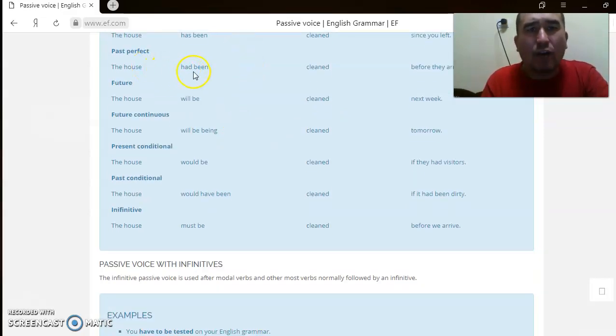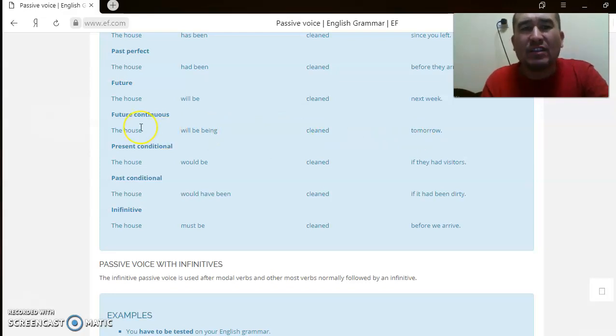Past perfect: The house had been cleaned before they arrived. Two auxiliary verbs, had been, plus past participle. The house will be cleaned next week. Future simple. Two auxiliary words, will be. Kelasi hafta tozalanadi. Future continuous: The house will be being cleaned tomorrow.